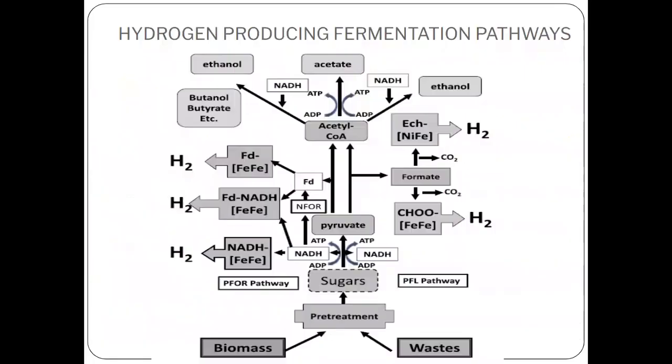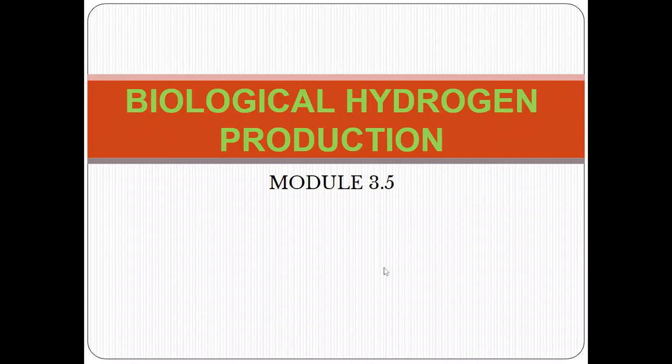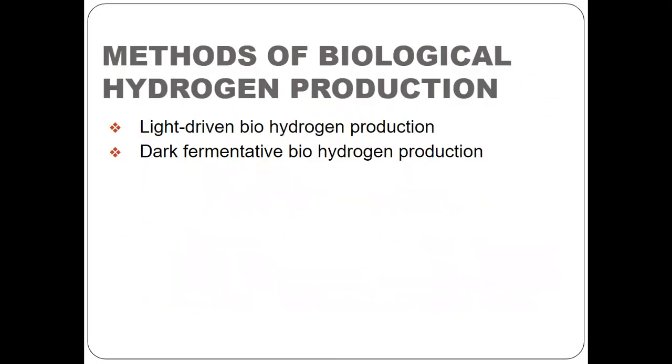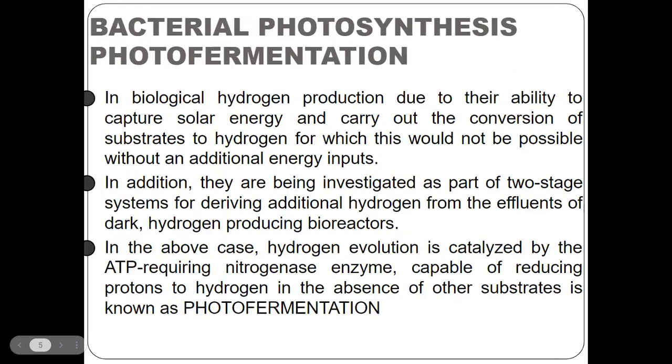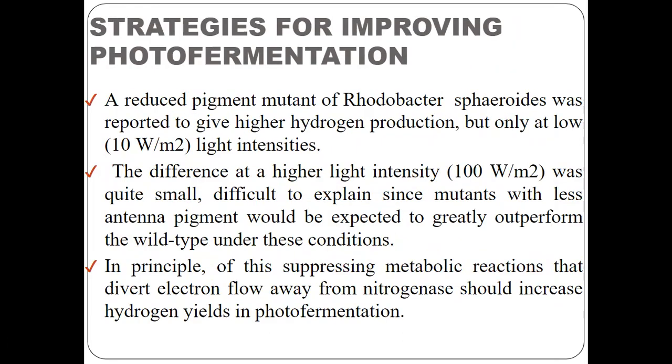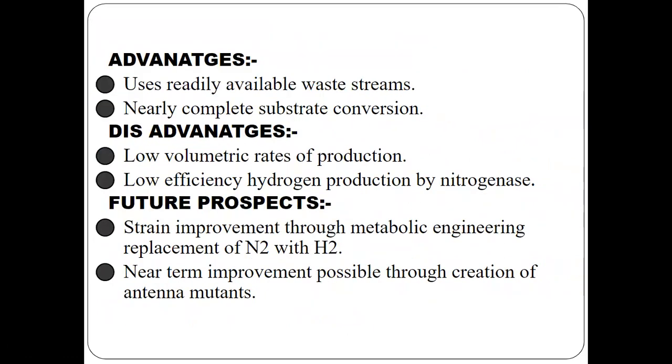So with this, we complete this point of hydrogen production from biology. So we have seen there are two methods of hydrogen production using biological system, light driven and dark driven, or light dependent and light independent. In light dependent, you can have either bacterial photosynthesis or plant type photosynthesis. As plant based photosynthesis, it is out of this syllabus scope. We have seen only bacterial type of photosynthesis where we use enzyme which is called nitrogenase, which will form from nitrogen waste containing material. It will directly produce hydrogen. It has got certain advantages and disadvantages.